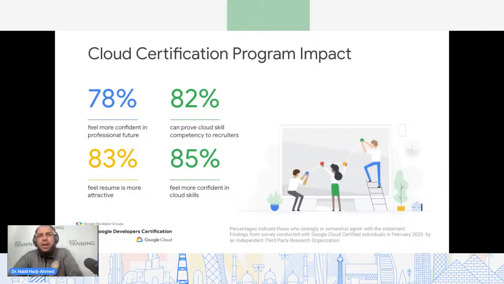And definitely they make your resume, your profile more attractive. Definitely you will be more competitive in the market with certification, and it gives you more confidence. 85% said they feel more confident in their cloud skills, and rightly so. These certification journeys are equipped with a lot of hands-on activities, a lot of learning into the concepts. So yes, there's a big, massive impact throughout the certification for sure.